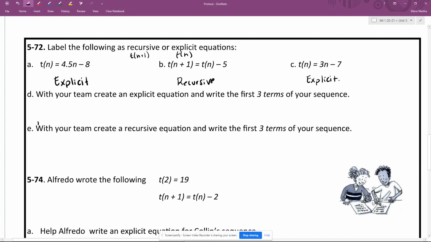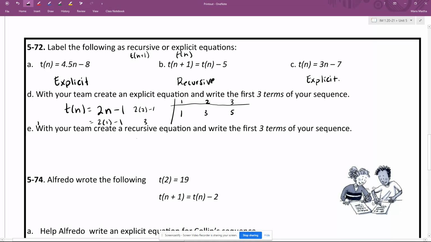With your team, create an explicit equation and write the first three terms of your sequence. So an explicit equation, again, could be any of t of n equals, we can say, 2n minus 1. So we want to write our first three terms. Our first term would be 2 times 1 minus 1, which is just positive 1. Our second term would be 2 times 2 minus 1, which is positive 3. And then our third term, 2 times 3 minus 1, is positive 5. So this would be our sequence.